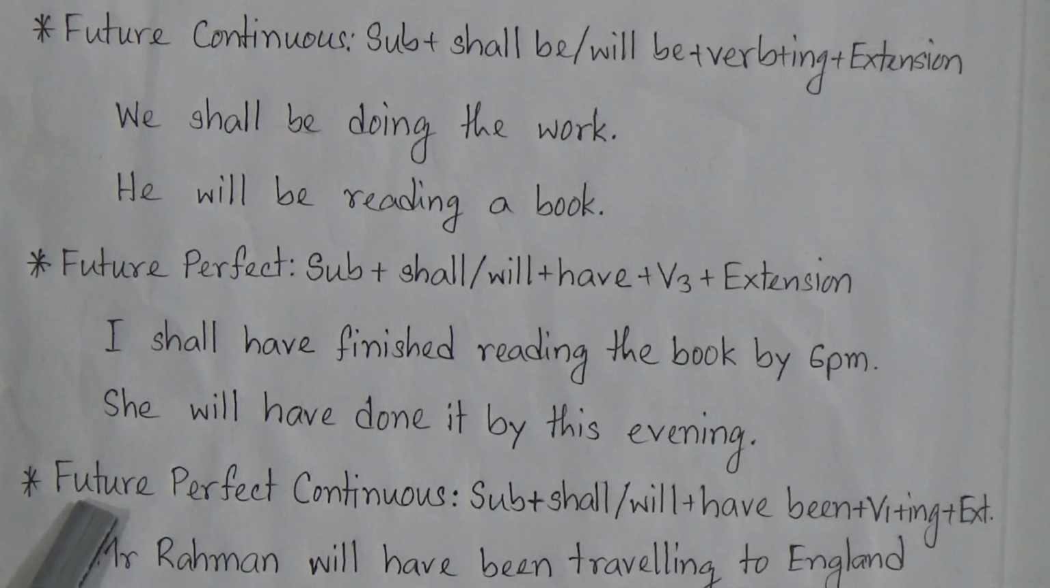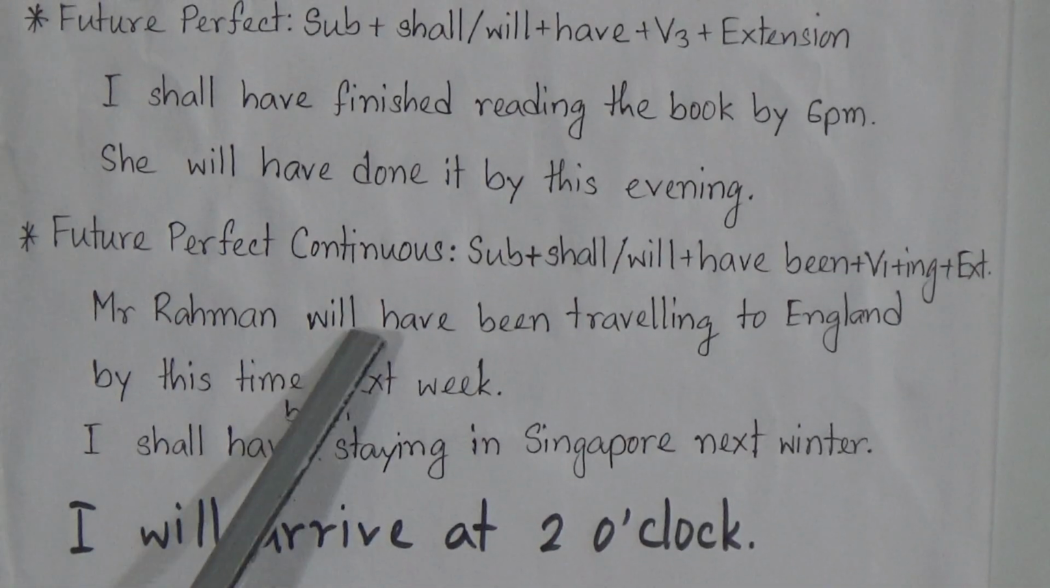Now we will go to future perfect continuous tense. Subject plus shall have been or will have been, or shall or will plus have been plus verb 1, that means main form of the verb with ing form and then extension. Now we will know when we use future perfect continuous tense. This tense refers to events or actions that are currently unfinished but will be finished at some future time, and it is most often used with time expressions.